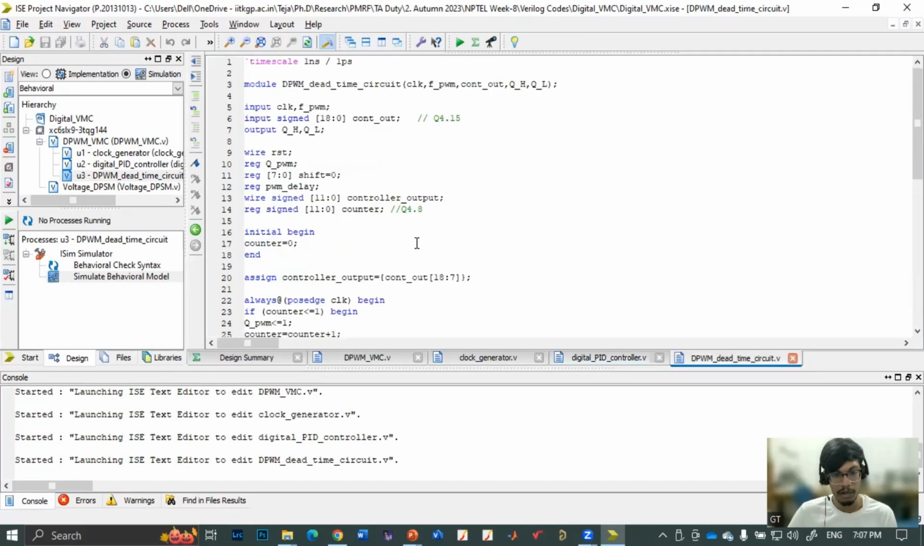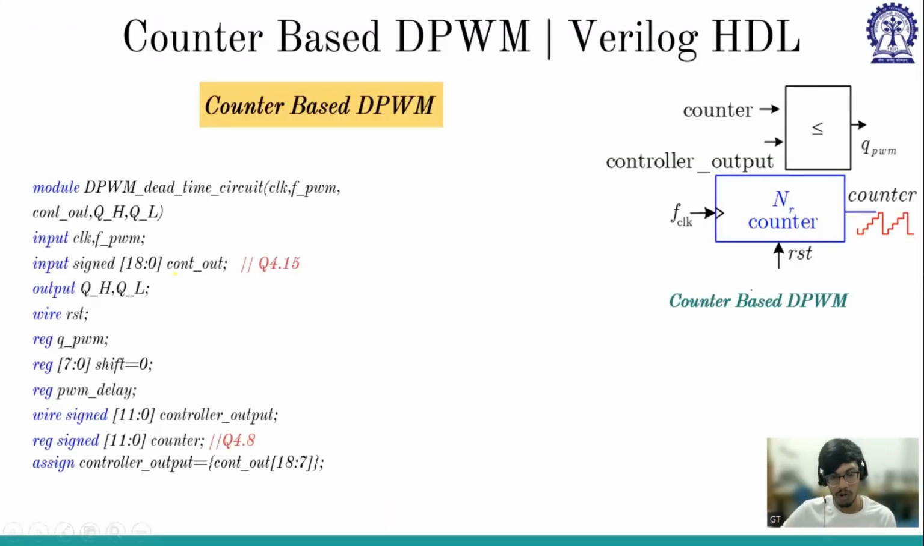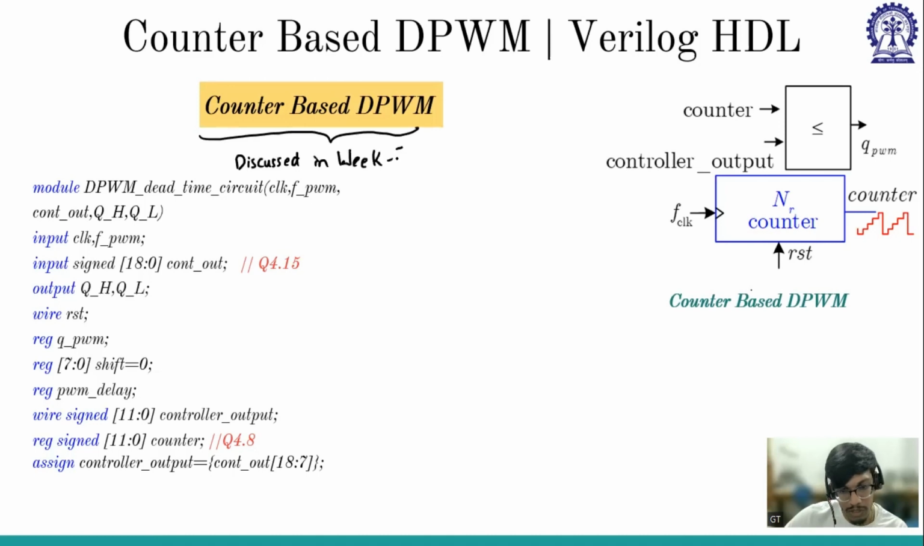Coming to the DPWM. The DPWM part is exactly the same as whatever we had discussed last week. So let me write this: this is discussed in week 7. That's why I'm not going into the details of this, because we had to discuss current mode control as well. This is exactly the same code that we had discussed last week.